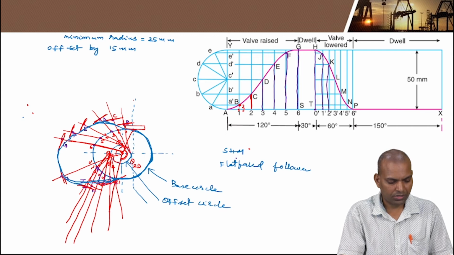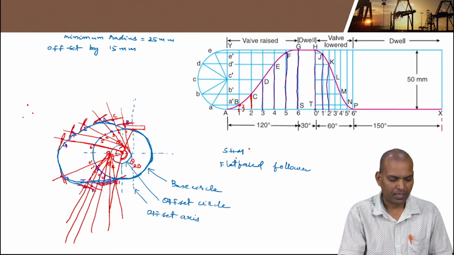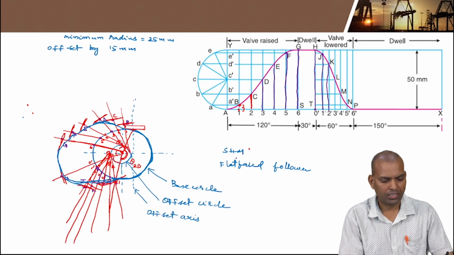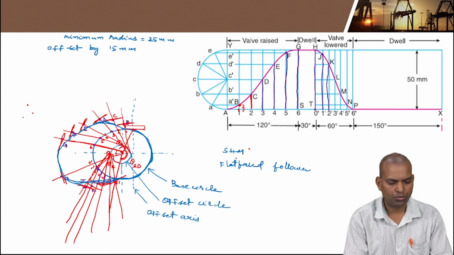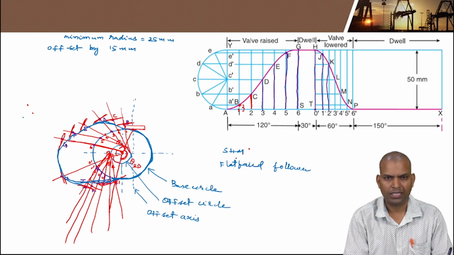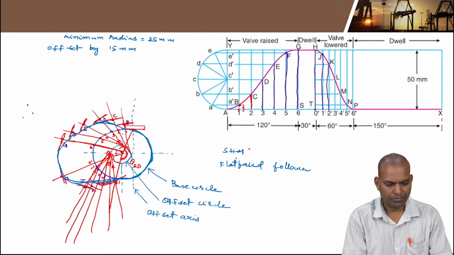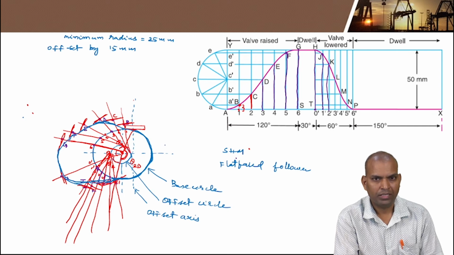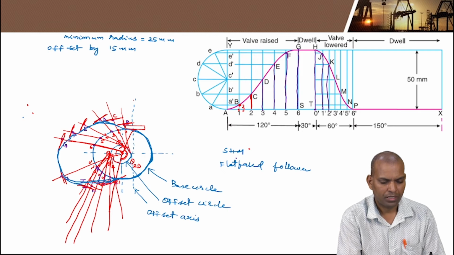So this is the offset axis. For the offset axis, you have to draw tangents to the offset circle. Whereas if the axis of the follower passes through the axis of the shaft, then we have to draw the radial lines from the center of the base circle. The offset circle does not come into the picture. Now here, this is the case when the outstroke and return stroke both are with simple harmonic motion.